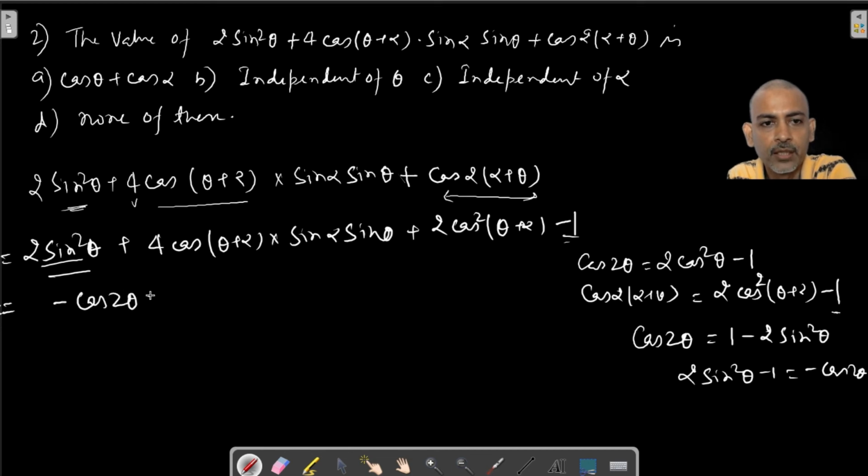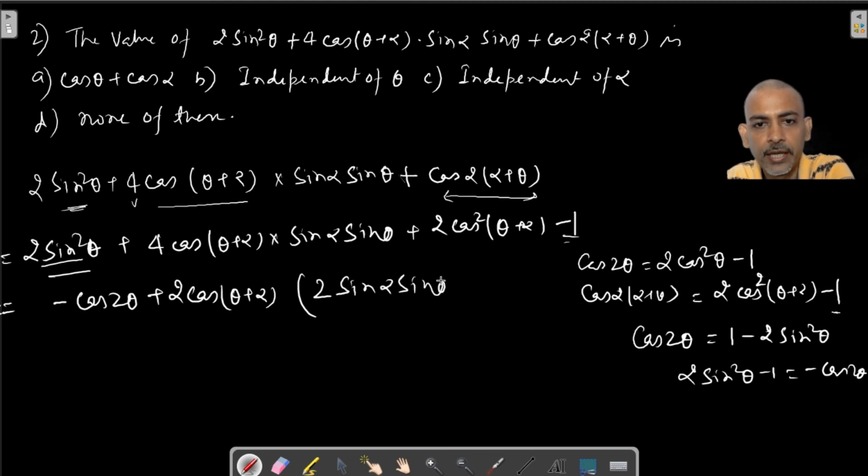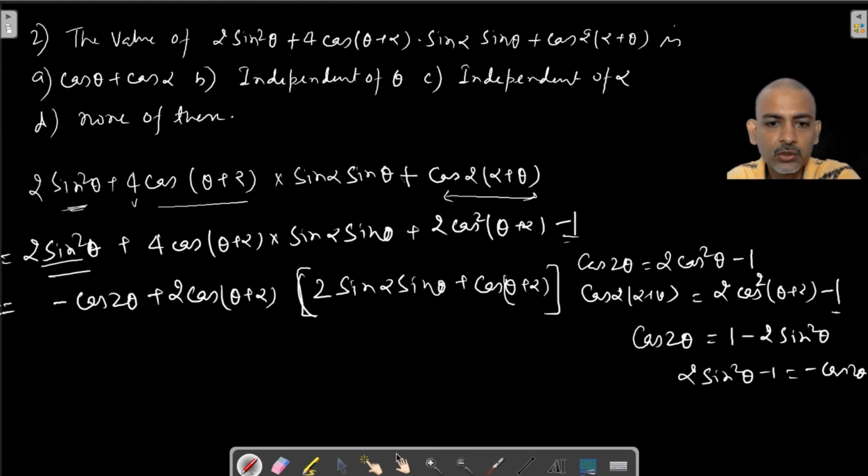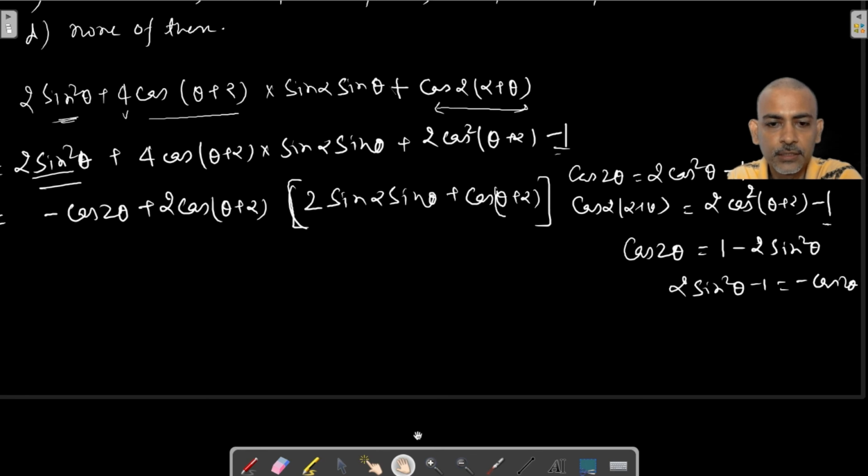Now here, 4 cos theta plus alpha and 2 cos square theta plus alpha, we will take 2 cos theta plus alpha common. So we are left with what? We are left with 2 of sin of alpha sin of theta, and then there is another cos theta plus alpha as well, because this is what is left, right? Now look at 2 sin alpha sin theta, right? You also know there is this expression which we had derived, but let's do it again.